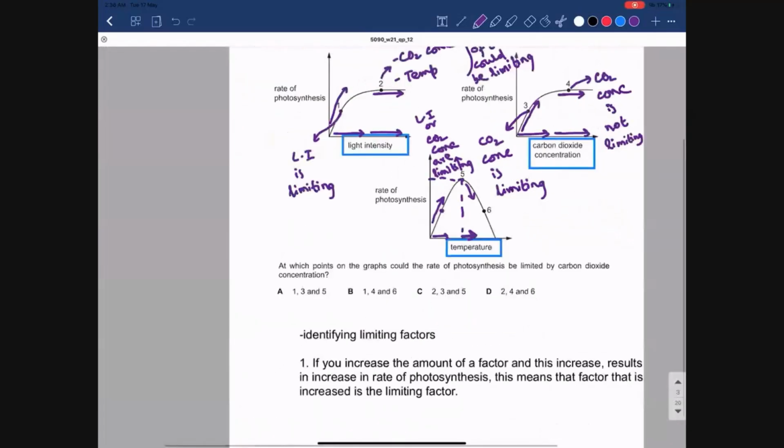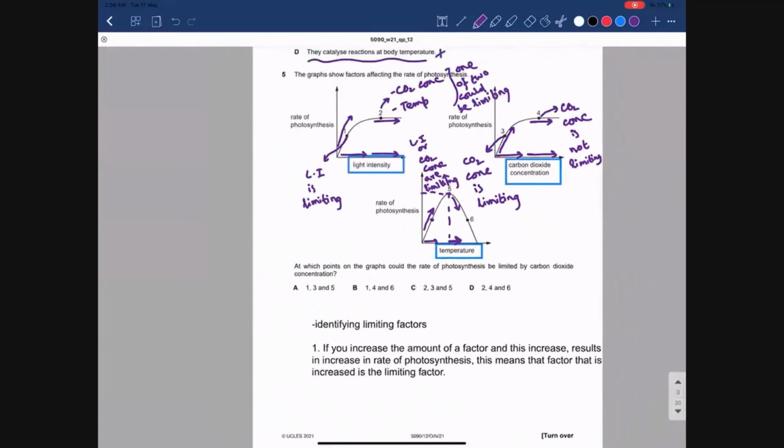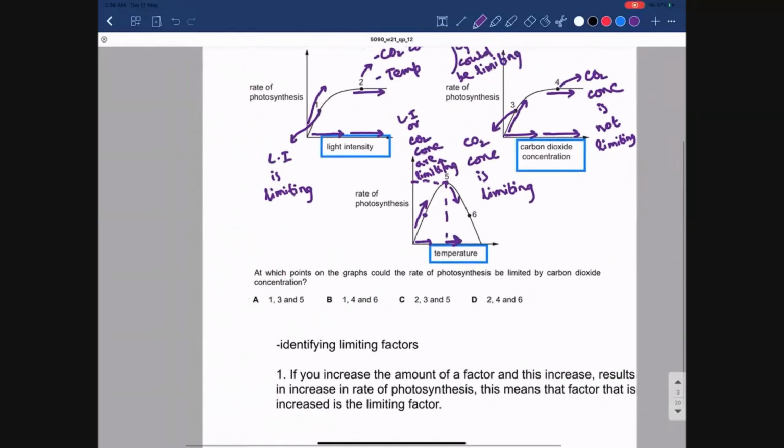Let's come on to the question. They're asking us that at which points carbon dioxide concentration can be limiting. So carbon dioxide concentration is limiting at 3.